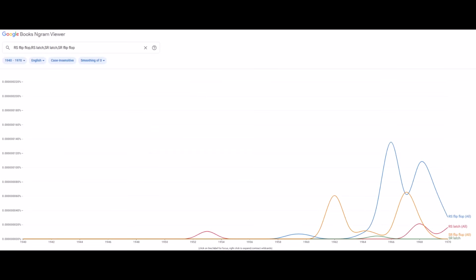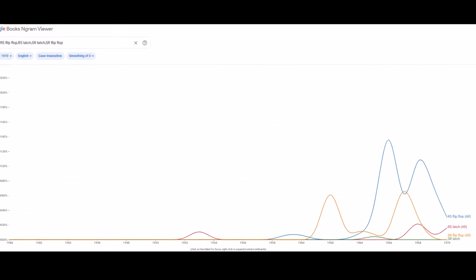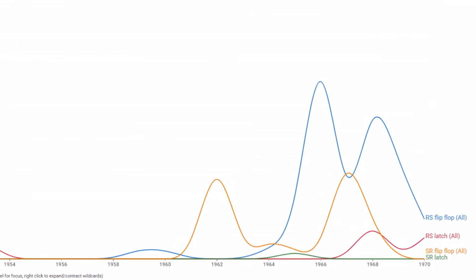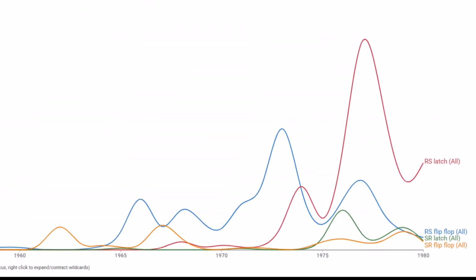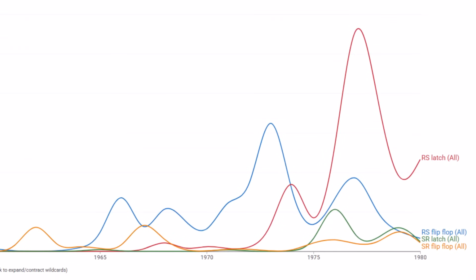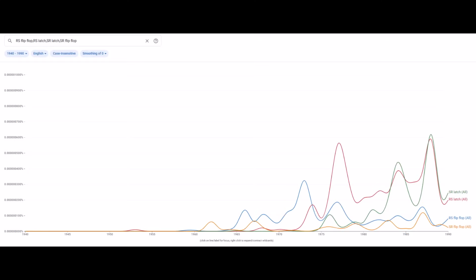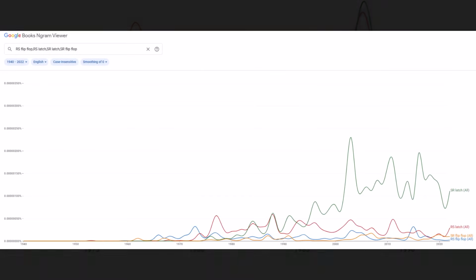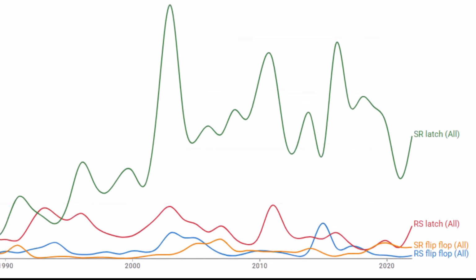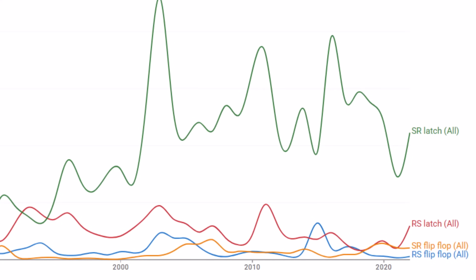If we go back to this n-gram and expand this up to 1970, now we start to see some SR flip-flop in orange and SR latch in green. Expand up to the 1980s, RS flip-flop is dying out in favor of RS latch. This expands out to 1990, and it's all but over for the term flip-flop. And then if we jump ahead to 2020, we can see that SR latch dominates all of them.